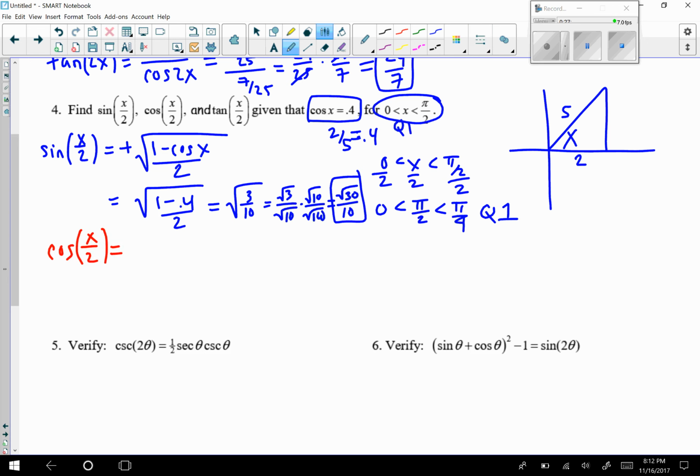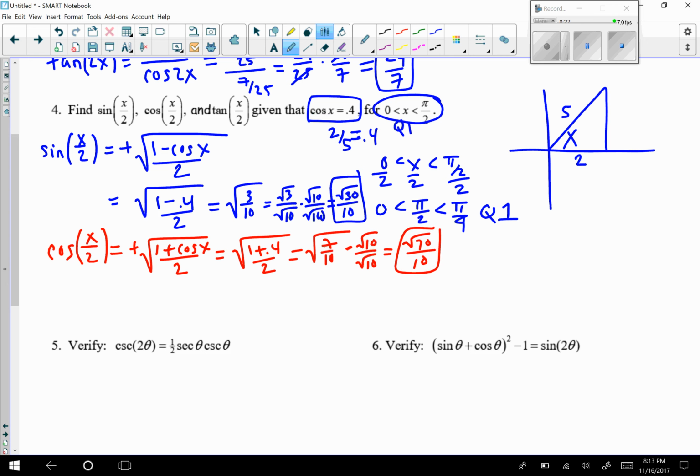So the cosine of x over 2 would be, again, the positive radical. So now for the cosine, instead of 1 minus cosine, it's 1 plus the cosine of x over 2. That would be equal to the square root of (1 plus 0.4) over 2. If we put that in as a fraction, we get the square root of 7 over 10, which of course we want to rationalize the denominator by multiplying by root 10 over root 10, which gives us root 70 over 10.